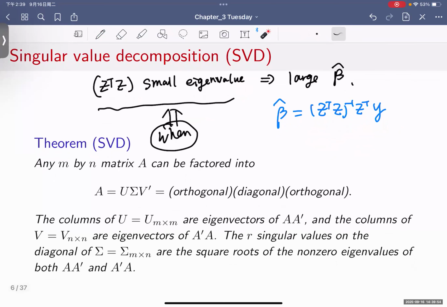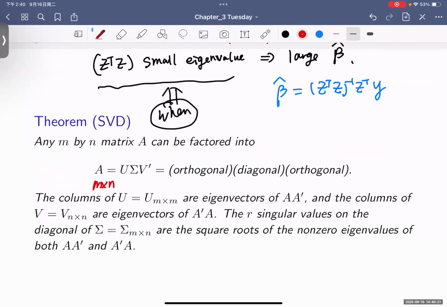Singular value decomposition is commonly introduced with principal component analysis. Here we just focus on this one. A matrix A can be decomposed into three parts: U times sigma times V transpose. U is an orthogonal matrix, sigma is a diagonal matrix, and V is also an orthogonal matrix. For any matrix of size m times n, it can be treated as an m times m orthogonal matrix, an m times n diagonal matrix, which we will see later, and an n times n orthogonal matrix.